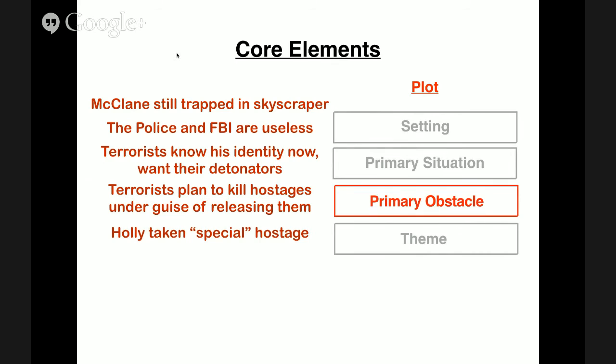Holly, McClane's wife, is taken hostage. So the stakes for McClane personally are at their highest. His wife's in jeopardy. His kids are essentially in jeopardy, as we saw, and he's certainly in jeopardy. Can't get much worse than that. Okay?